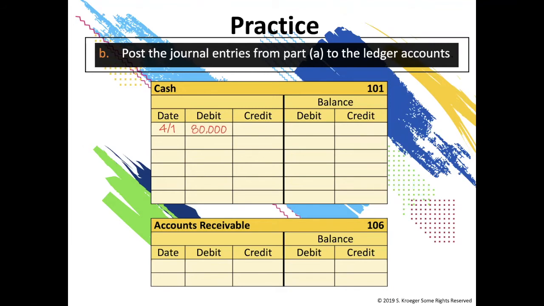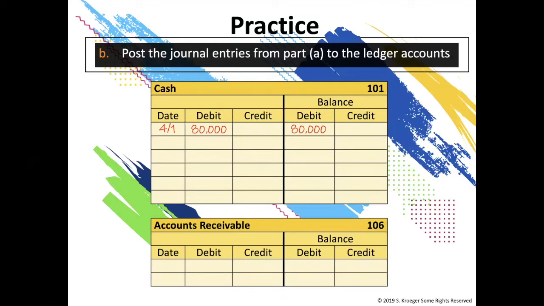And now what's my balance? Think of a bank account. If I put $80,000 in, what is my balance? It is now $80,000. Since cash is an asset, the normal balance is a debit. We should not be using the credit column for cash unless cash went negative, but we're not going to have any entries where that happens.